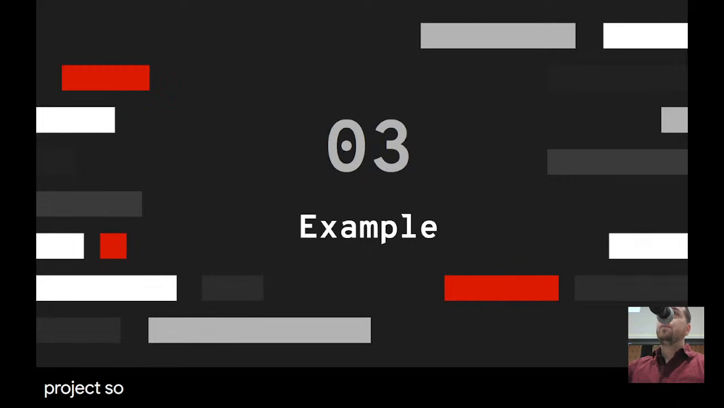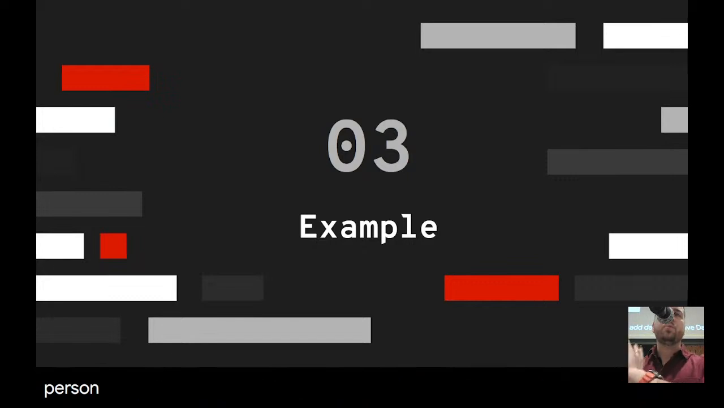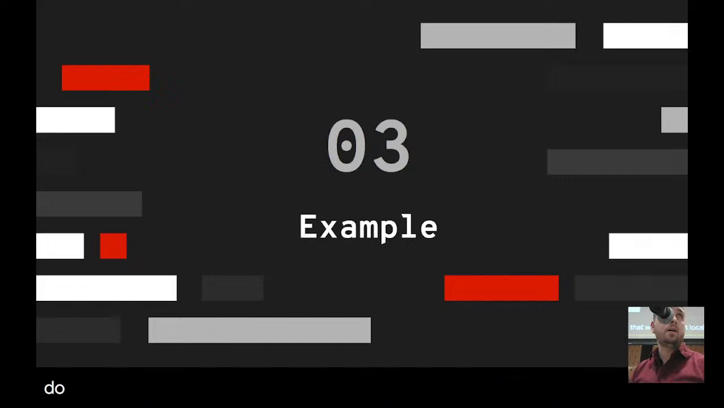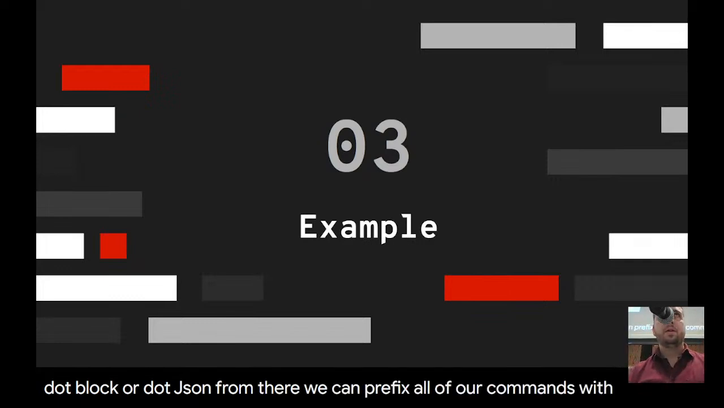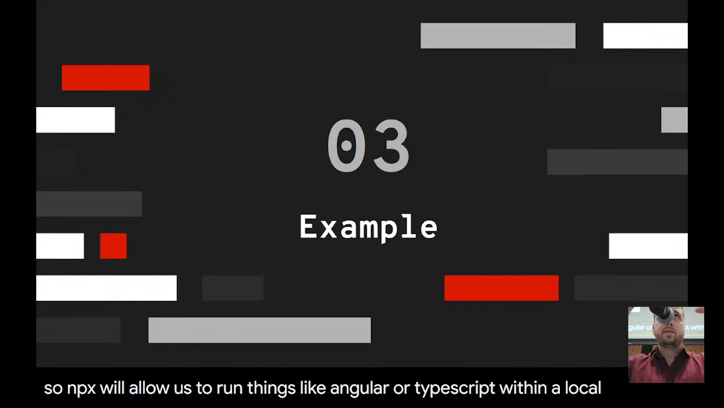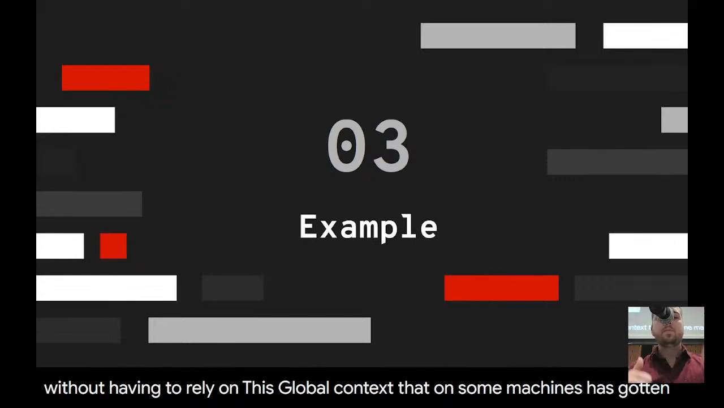So npm install Angular, and then we can add --save-dev. That part's pretty much optional, but that would save it locally in your package.json. From there, we can prefix all of our commands with npx. And so npx will allow us to run things like Angular or TypeScript within a local context without having to rely on this global context that on some machines has gotten messed up.